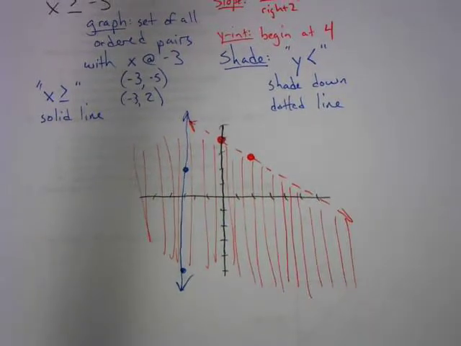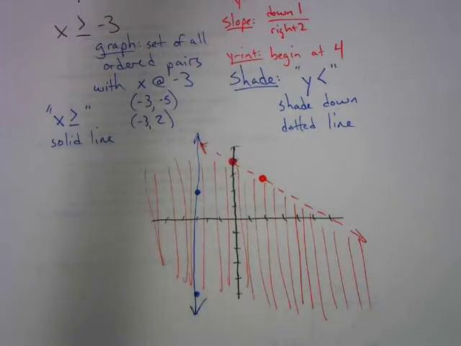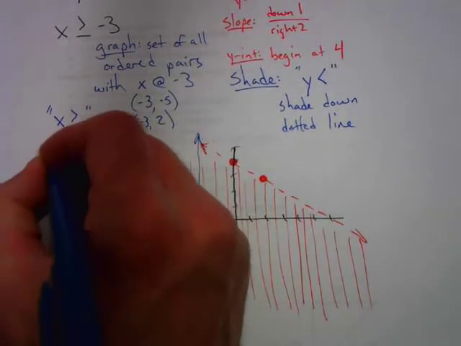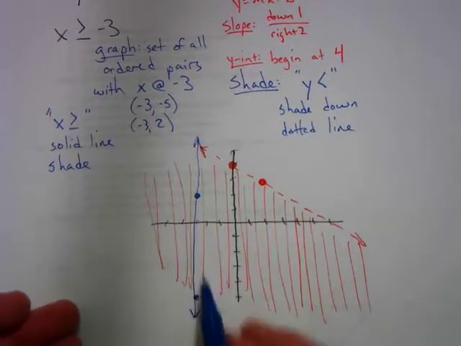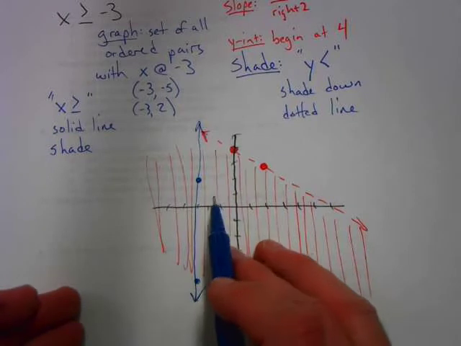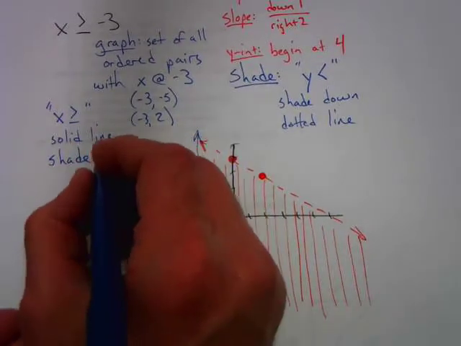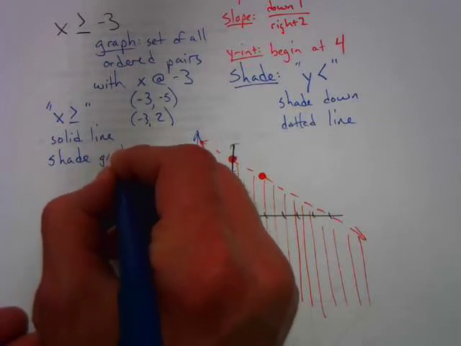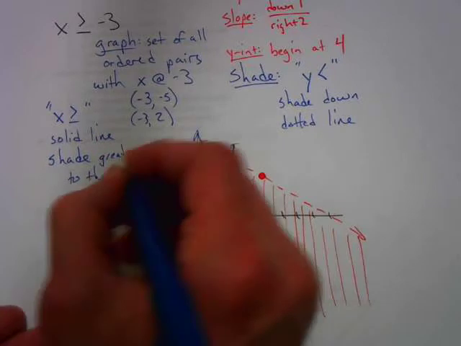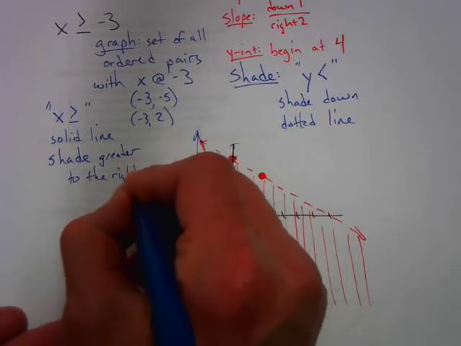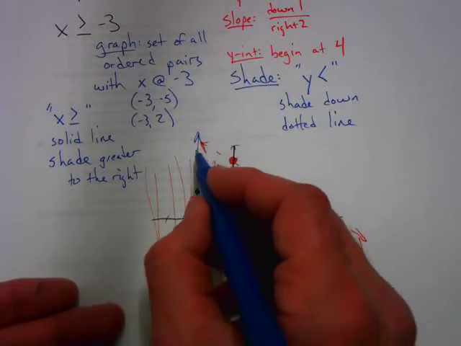But what about the shaded region? Okay, this is saying greater than, so we're thinking shade up, right? But shade up what? This is up nothing, it's a vertical line. So which way is greater than? When we're dealing with a vertical line, it's basically shade greater, and in this case, that's going to be to the right. Okay, so greater when it comes to vertical is to the right. So we're going to be shading everything to the right of that line.